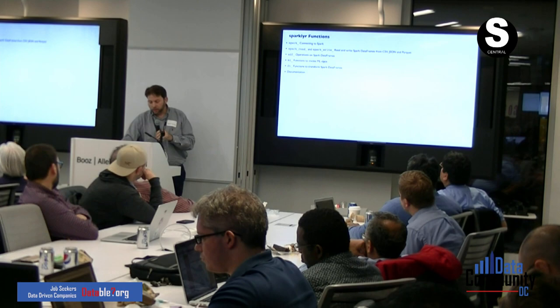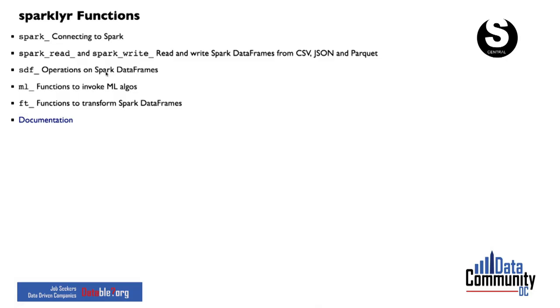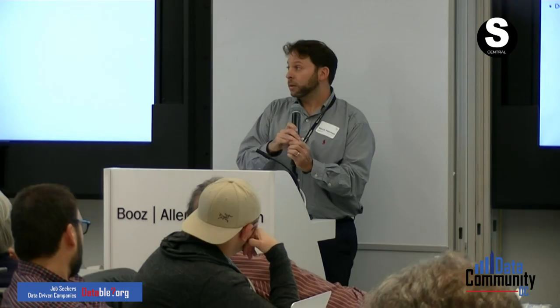So SparklyR has about five groups of functions that are delimited here. The documentation is pretty good, actually. The RStudio team does a phenomenal job with their tools and their documentation, so I'm not going to spend too much time, but I have a link. These slides will be available, so the links will take you where you need to go. But there are a bunch of different groups of functions.